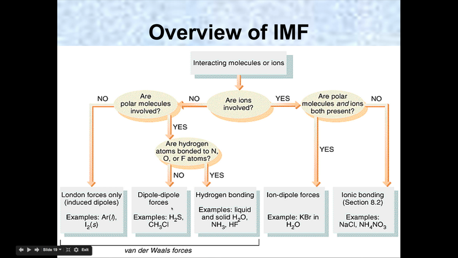Then you have dipole-dipole forces. So you've got hydrogen sulfide, you've got some methyl chloride, something like that, that does not really include nitrogen, oxygen, or fluorine. They're polar molecules, as you can see. They would have some lone pairs or an asymmetrical molecule. Then you go into hydrogen bonding. It's the next one up, and you're looking at examples like water, ammonia, and hydrogen fluoride or hydrofluoric acid.